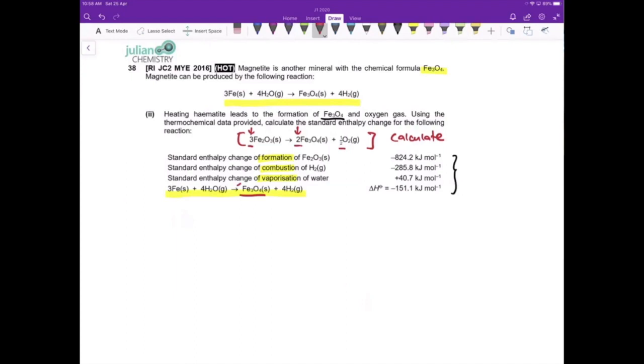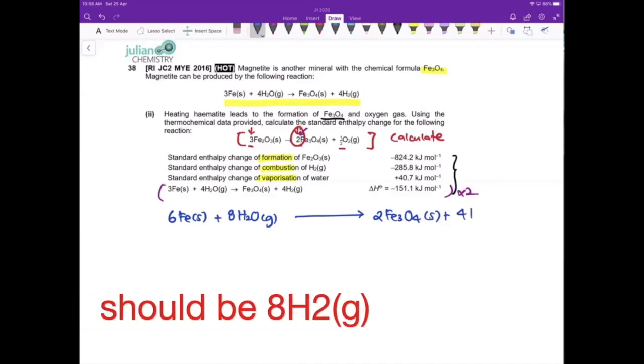Another thing is check the mole ratio. Now the mole ratio here is only 1, right? But what you want to find is for 2. So make sure you manipulate it and change everything here to 2 times. Okay, you times 2 straight away, because what you want to find has 2 Fe3O4 solid. So let's multiply by 2. So you have 6 iron solid plus 8 H2O gas to give you 2 Fe3O4 solid plus 4 hydrogen gas.